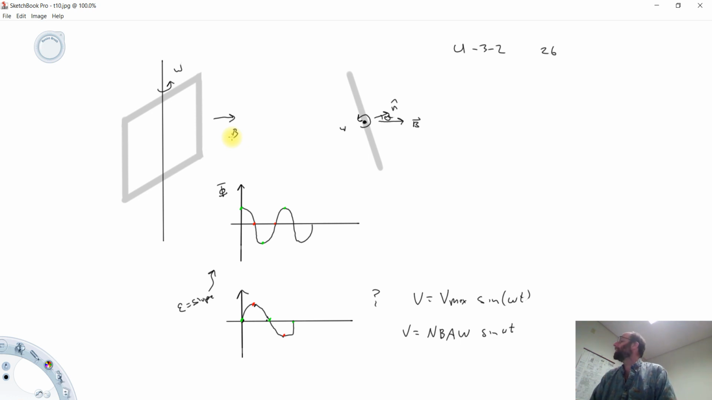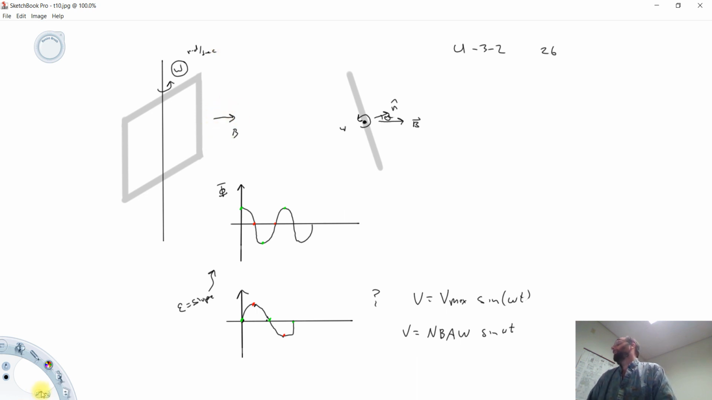So we're going to chat about number 26 in Unit 3-2. There's a picture of a square. I just drew it instead of copied it. That's rotating here at some angular velocity, so that's an angular speed. It'll have units of radians per second. That's describing how fast this is rotating. And it's rotating in a horizontal magnetic field, which is stated in the problem. So I put that here in this picture.